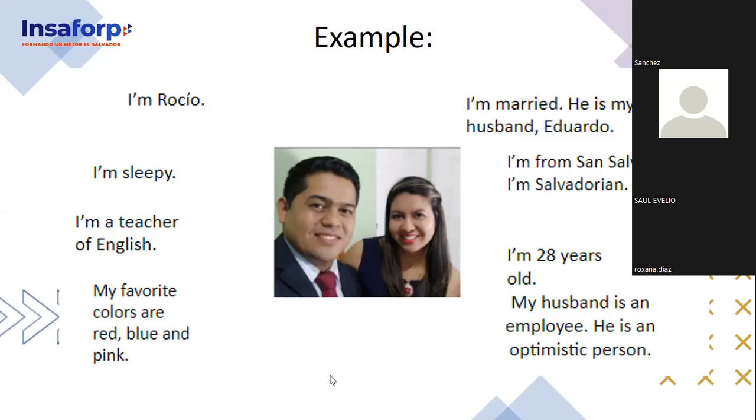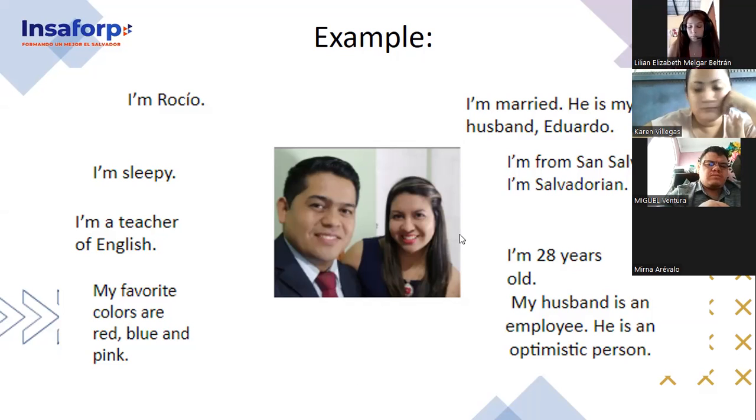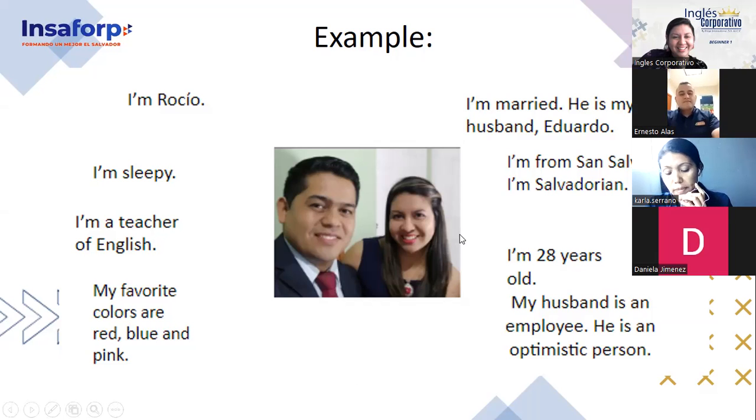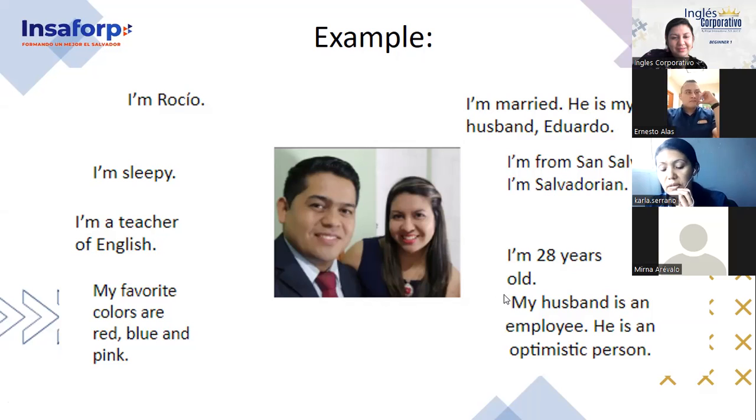Green, pink, and blue. I am Mary. He is my husband, Luis. He is. He is my husband, Luis. I am have two children. I am from El Salvador. I am live Santiago Texacuangos. I am 35 years old. My husband is a mechanic. A mechanic. Okay. Thank you, Carlita, to give more information.